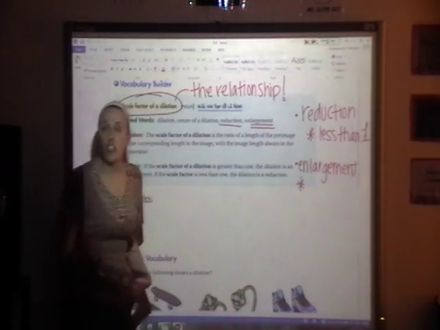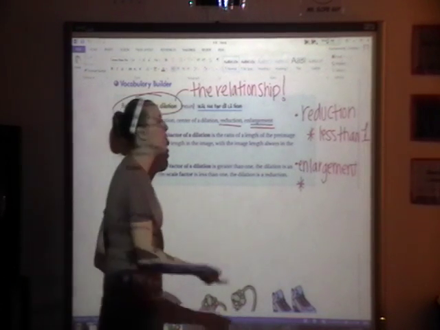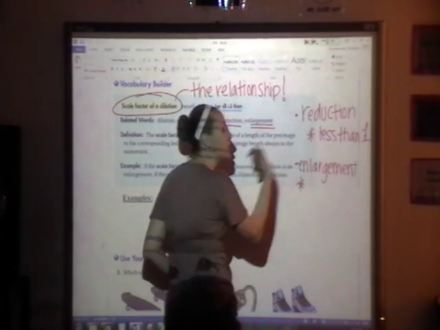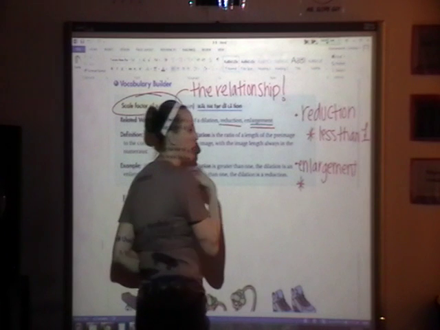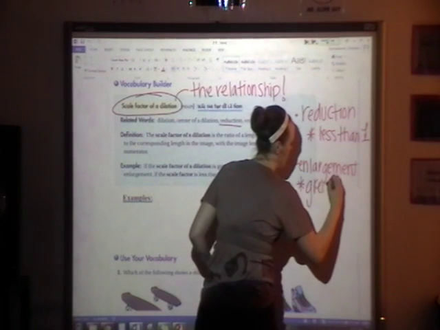So an enlargement is going to be greater. Since a reduction is less than 1, what do you think an enlargement is going to be? Greater than 1.